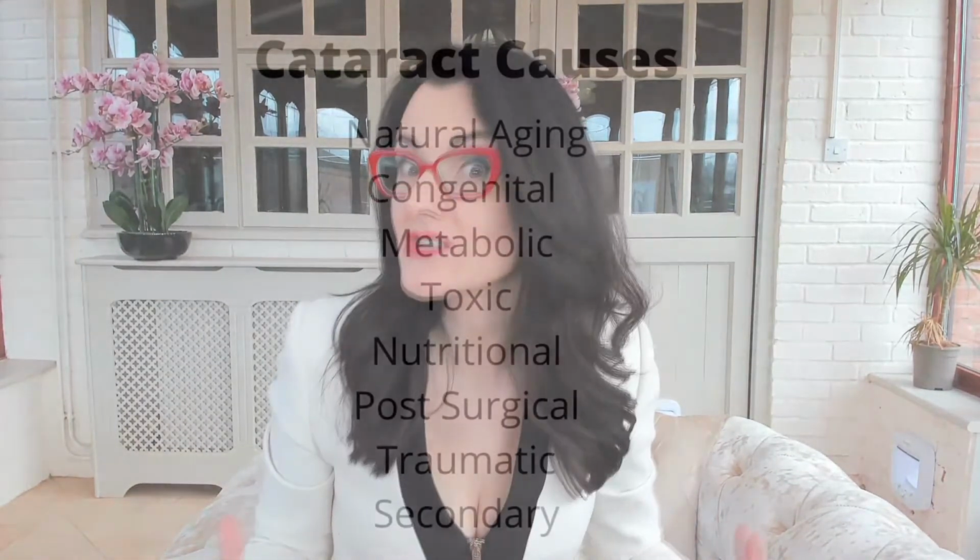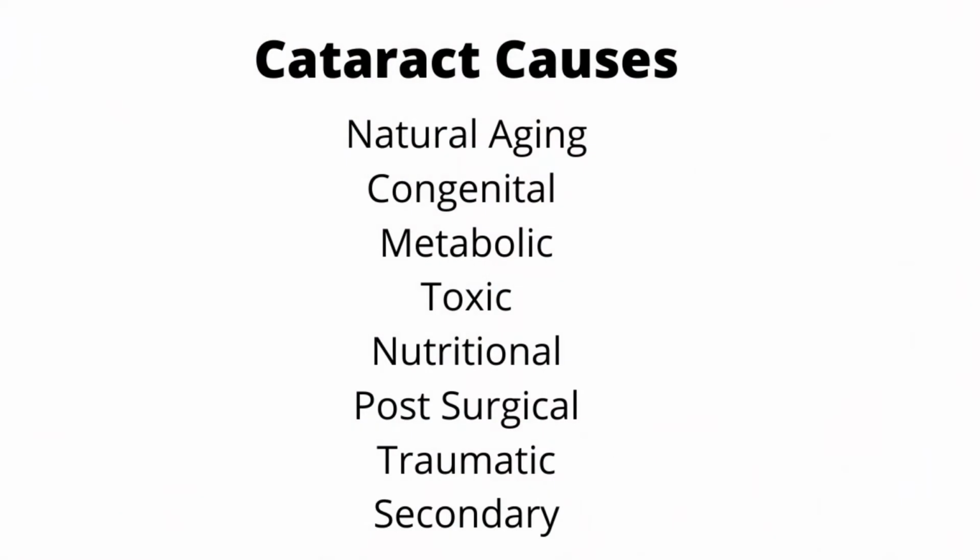Now, aging is the most common cause of cataract, but there are other causes. Cataracts can be congenital, which means some people are born with them. Cataracts can be metabolic, which is caused by too little or too much of the body's own natural chemicals. You can have toxic cataracts, which are from certain medications. You can have nutritional cataracts, which is due to a lack of certain vitamins. You can have post-surgical cataract, which is as a result of another surgery on the eye.